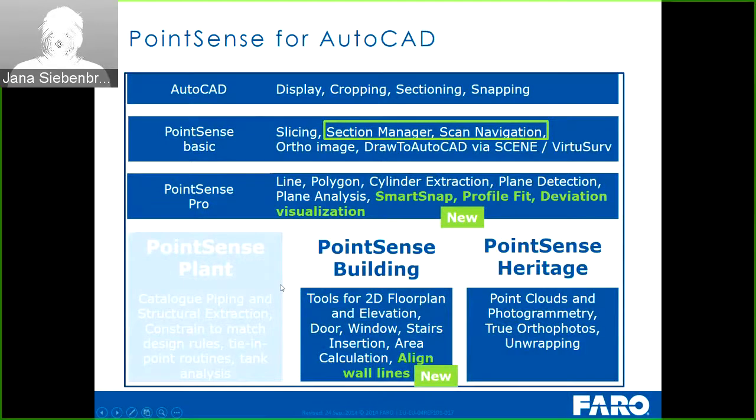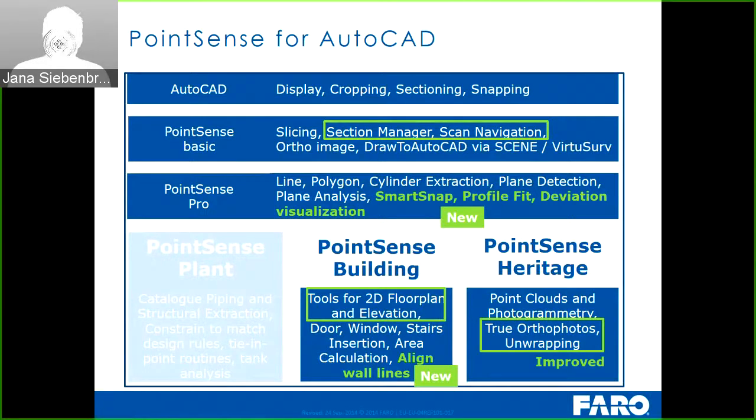And also in the industry solutions of PointSense for AutoCAD, PointSense Building and PointSense Heritage, we added new tools. Those industry solutions contain the functionality of PointSense Basic and Pro, plus additional functionality, like here in PointSense Building, tools for creating 2D floor plans and elevations, to draw doors, windows, stairs, etc., and do some area calculation. And as a new tool, we have a prototype for aligning wall lines. You will learn about this as well in this webinar. We also improved the tool for creating the wall lines themselves.